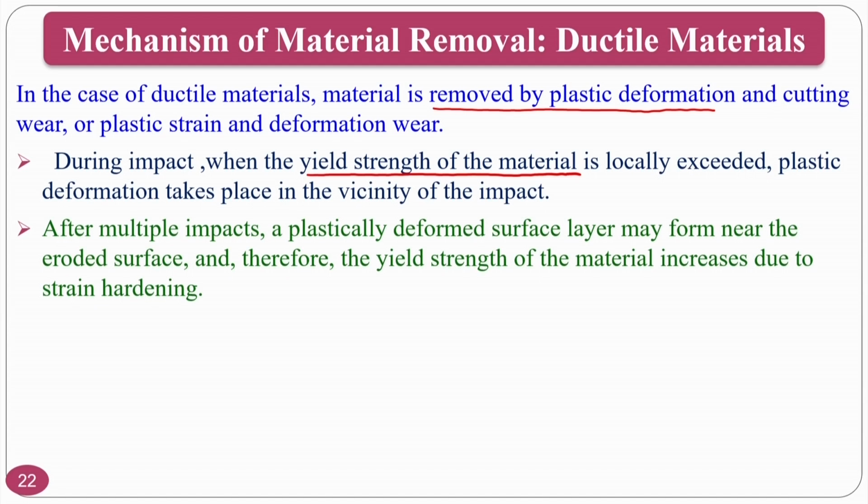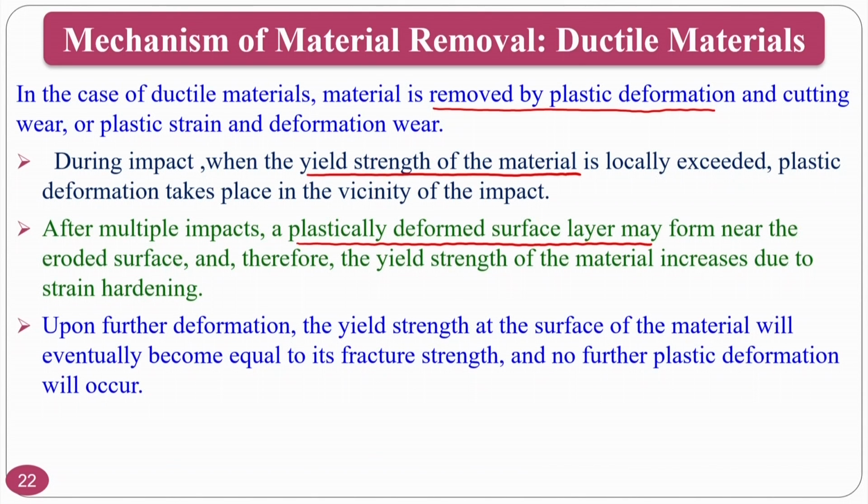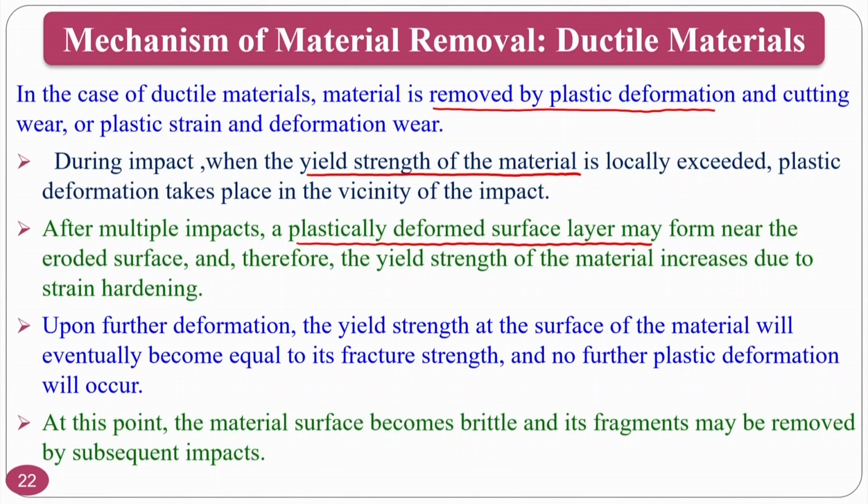So, after multiple impacts, a plastically deformed surface layer may form near the eroded surface, and therefore the yield strength of the material increases due to strain hardening, and upon further deformation, the yield strength at the surface of the material will eventually become equal to the fracture strength. No further plastic deformation will take place and fracture will take place. At this point, the material surface becomes brittle and fragments may be removed in subsequent impacts.